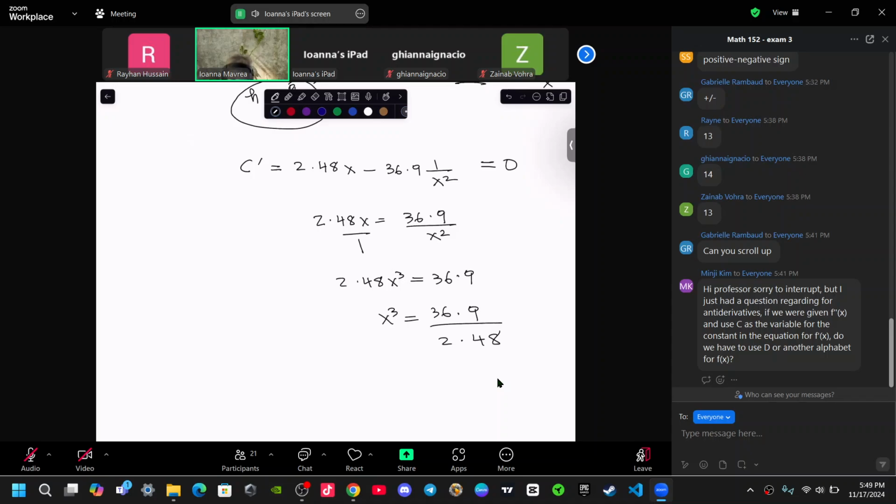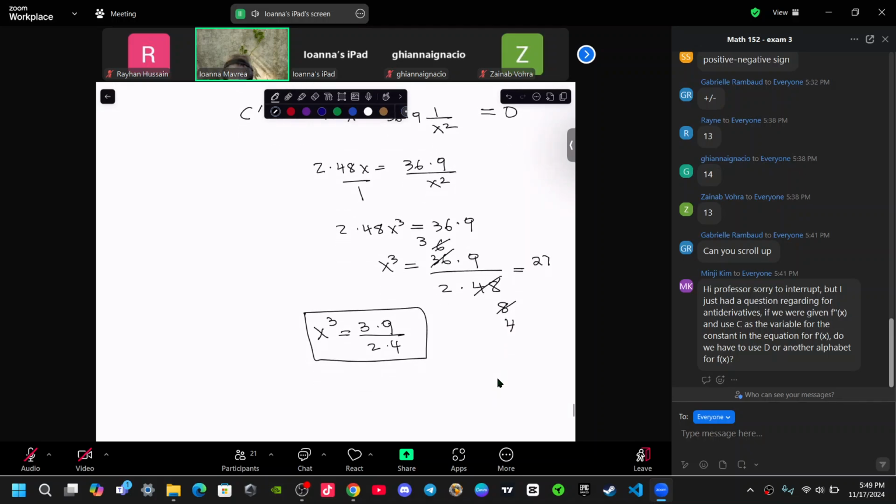So I have 6's. 6 goes here and here. Goes 8 times and goes 6 times. And simplify slightly further. Right? I could have simplified by 12. Anyway, goes 3 times and this goes 4. So that's all I can do. So I have 27, or I can leave it. X to the third is equal to 3 times 9 over 2 times 4. How convenient is this? Because you have a cube, right? Both of those, numerator and denominator, are perfect cubes. So therefore, x is equal to 3/2.